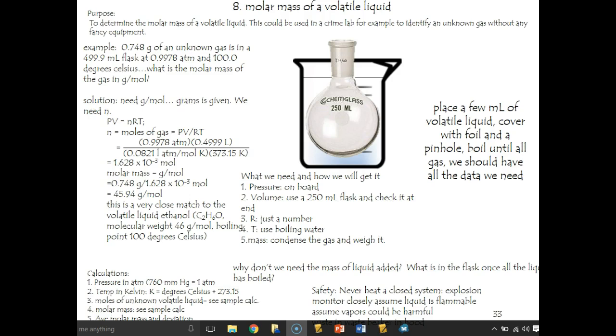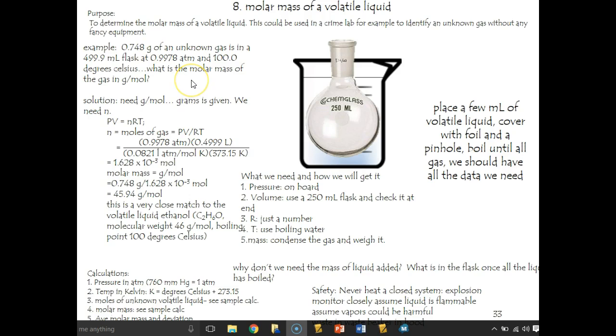Let's jump right into an example, and I think it'll give you a good idea of what we're doing. Say that 0.748 grams of an unknown gas was in a 499.9 milliliter flask, and the pressure was just about an atmosphere, and the temperature was boiling water, 100 degrees Celsius. Is that enough information to find the molar mass of the gas in grams per mole? Well, let's see. You do have the grams, but we don't have the moles.